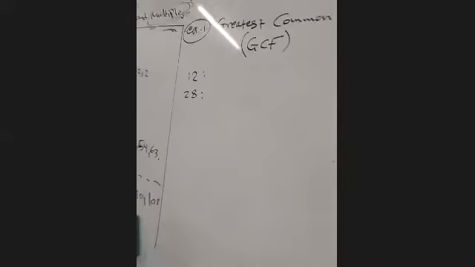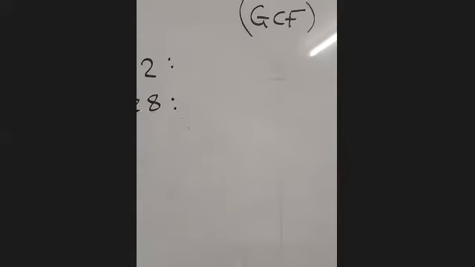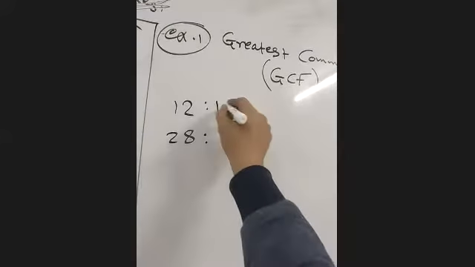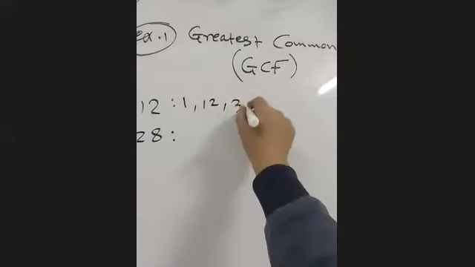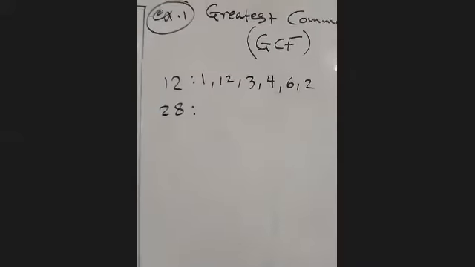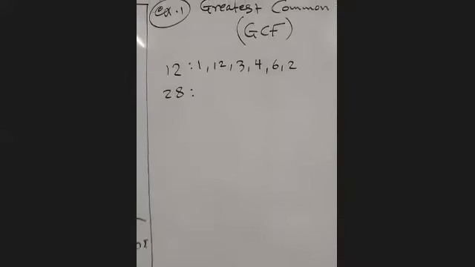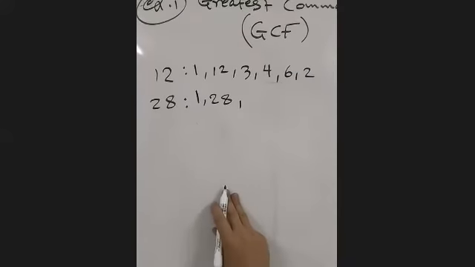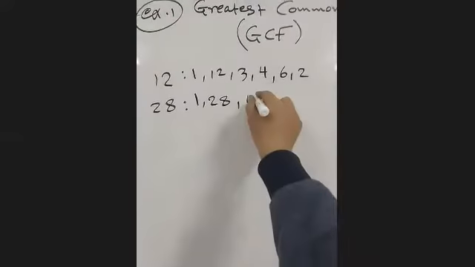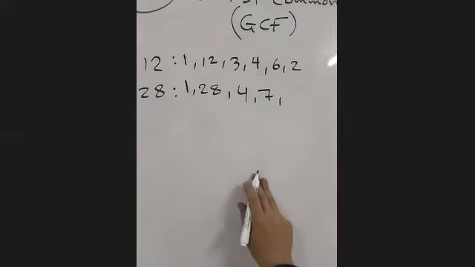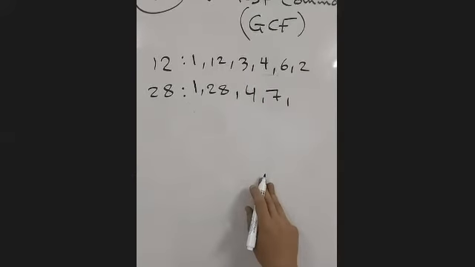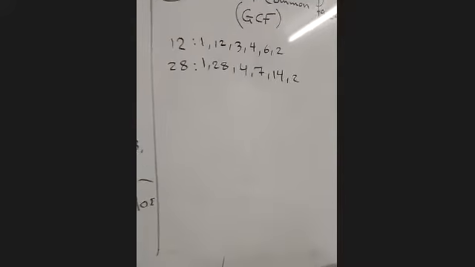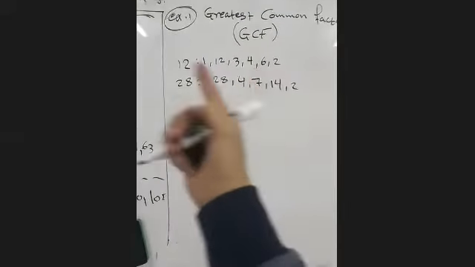Now, the first step, we need to find the factors of 12. Do you know the factors of the number 12, Ammar? Yes. 1 and 12, 3 and 4, and 6 and 2. These are the factors of 12. What are the factors of 28? 1 and 28, 4 by 7, 4 and 7, 14 and 2. Excellent. So these are the factors of 28 and these are the factors of 12.